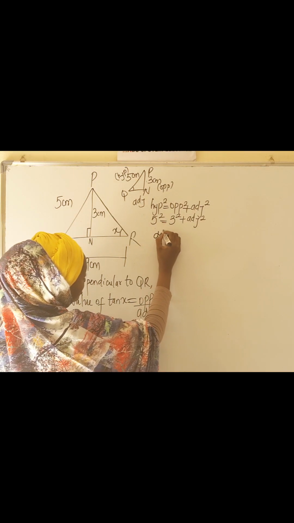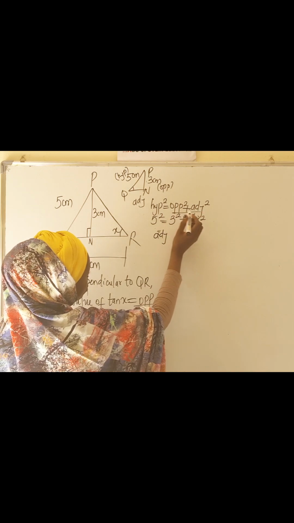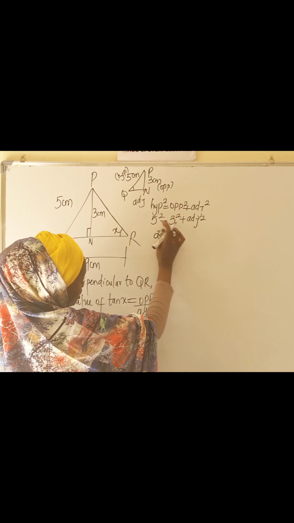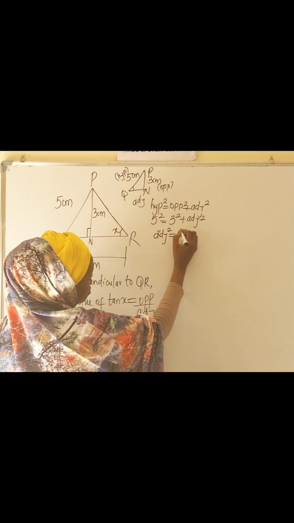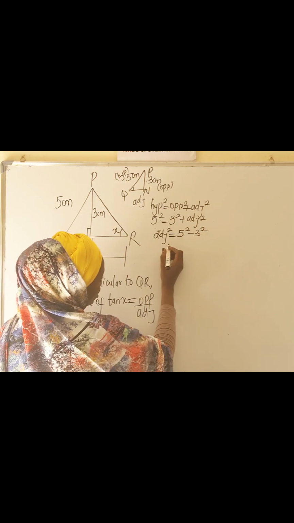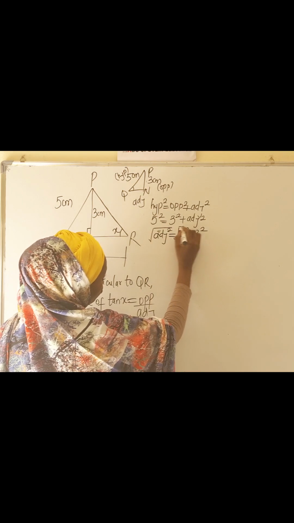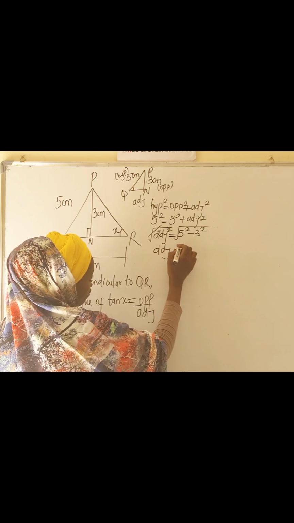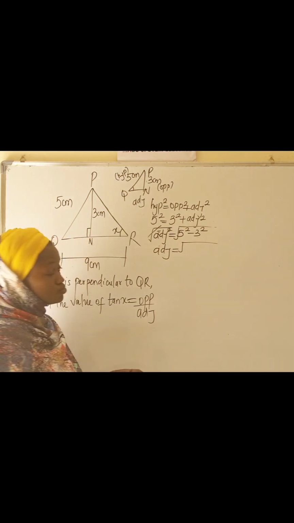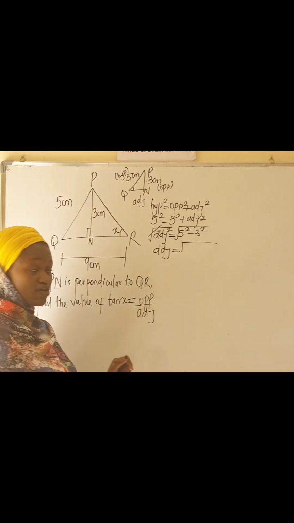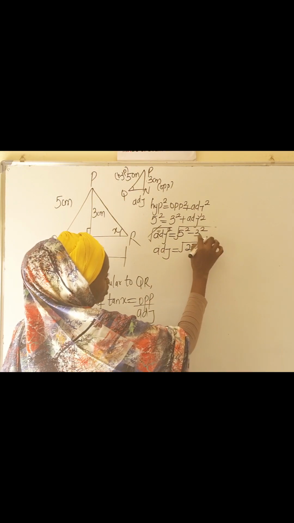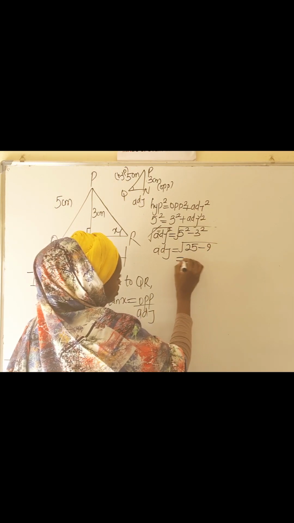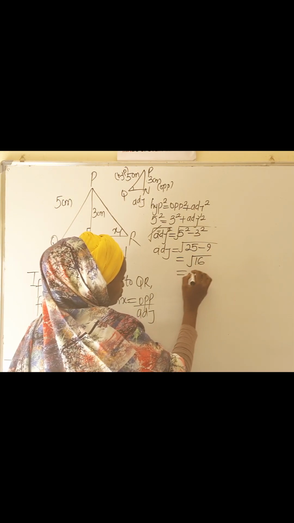To get the adjacent, we take the square roots of both sides. But before doing that, let's get the adjacent squared first, collecting like terms. So this becomes 5 squared minus 3 squared. Then we take the square roots of both sides so that the square root cancels the square, and we are left with the adjacent, which is what we are looking for. Now let's simplify. 5 squared means 5 times 5, which gives us 25, minus 3 squared, which is 3 times 3, which gives us 9. So 25 minus 9 gives us 16, and the square root of 16 gives us 4.